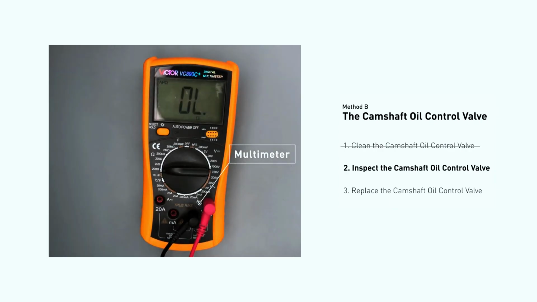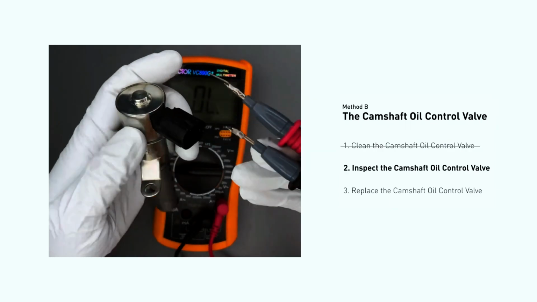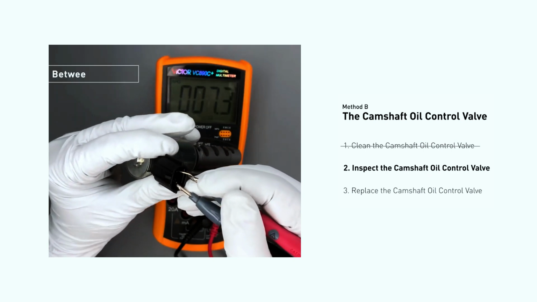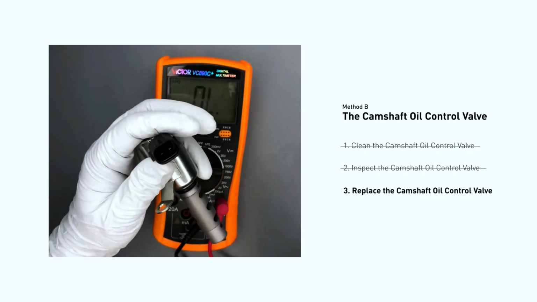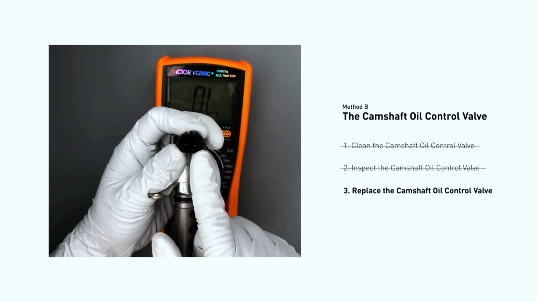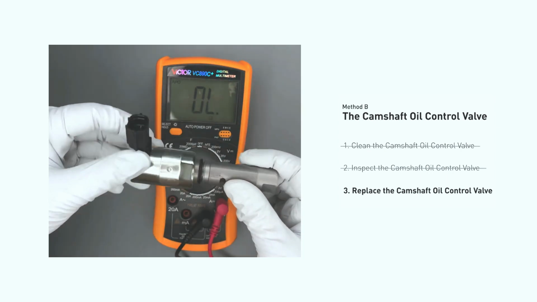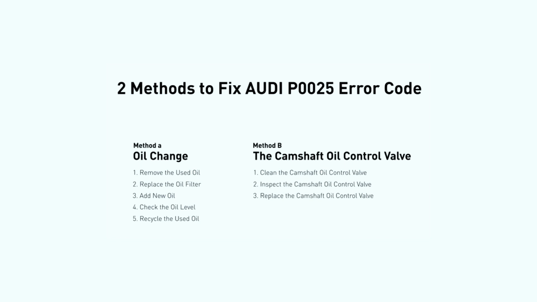In an ambient temperature of 68 degrees Fahrenheit, the valve resistance is between 6.9 ohms to 7.9 ohms. If you do not get a reading, this indicates that the camshaft oil control valve is faulty and needs to be replaced. So here are two of the most practical solutions to fix Audi's P0025 error code.